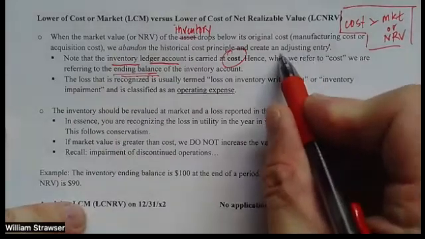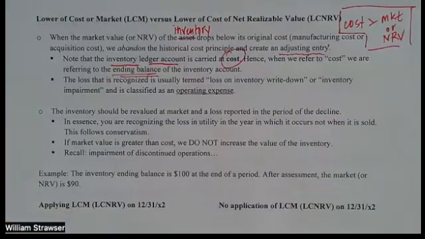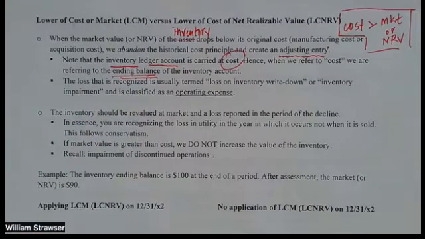Notice that it's an adjusting entry, which means, I hope we know at this point, it's an entry that's made at the end of the period. So in order to determine if this entry needs to be made and for how much, we're analyzing an ending balance, because we're at the end of the period, making adjusting entries.